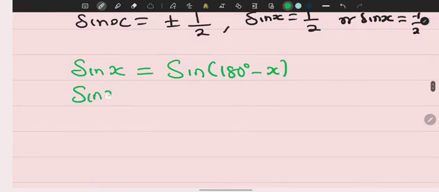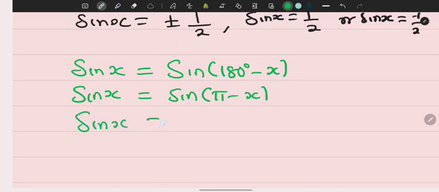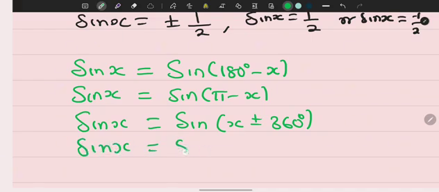So this can as well be written as sine x equals sine (pi minus x). Another property is sine x equals sine (x plus or minus 360 degrees). This is in terms of degrees. In terms of radians, this can be written as sine x plus or minus 2 pi. So these two properties are very important because we're going to make use of them in getting the solution for this given problem.